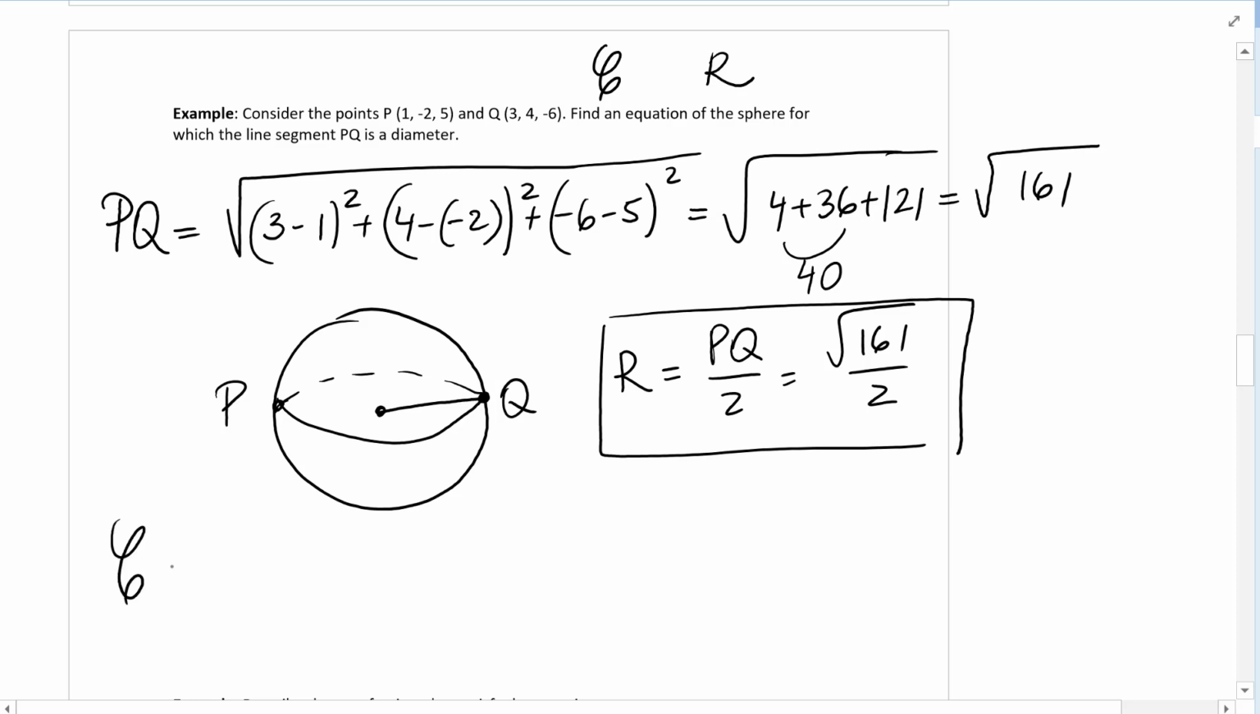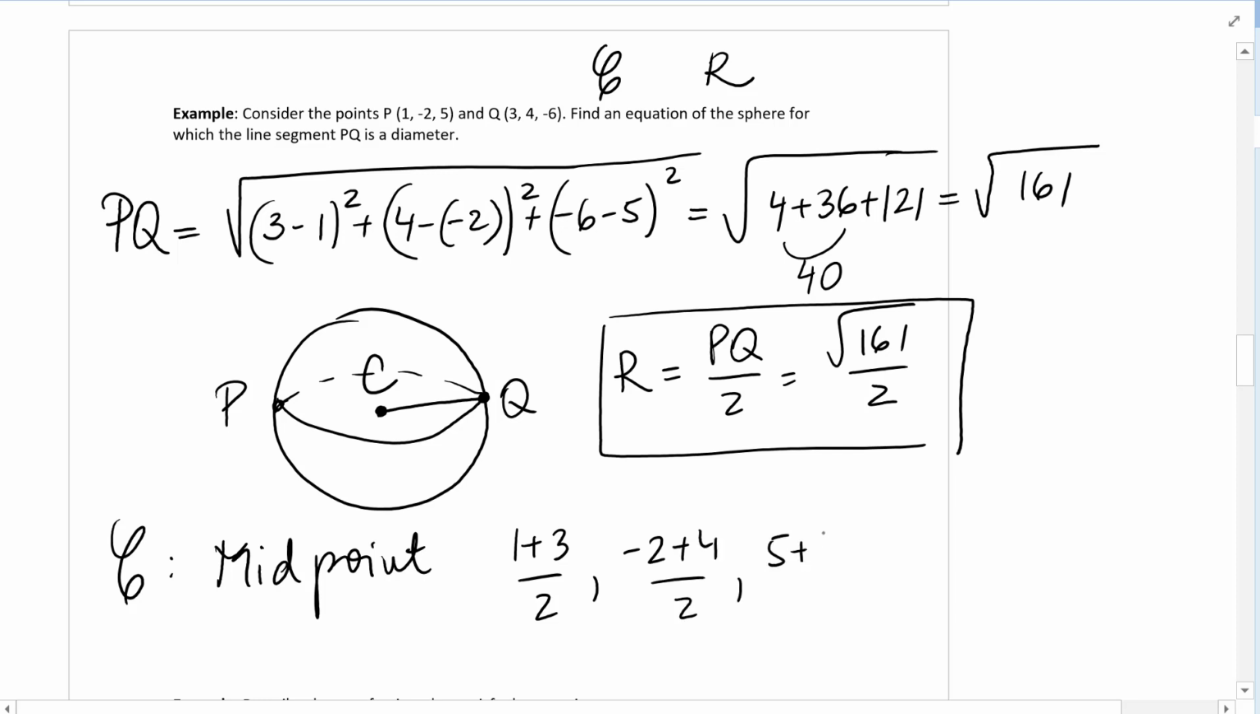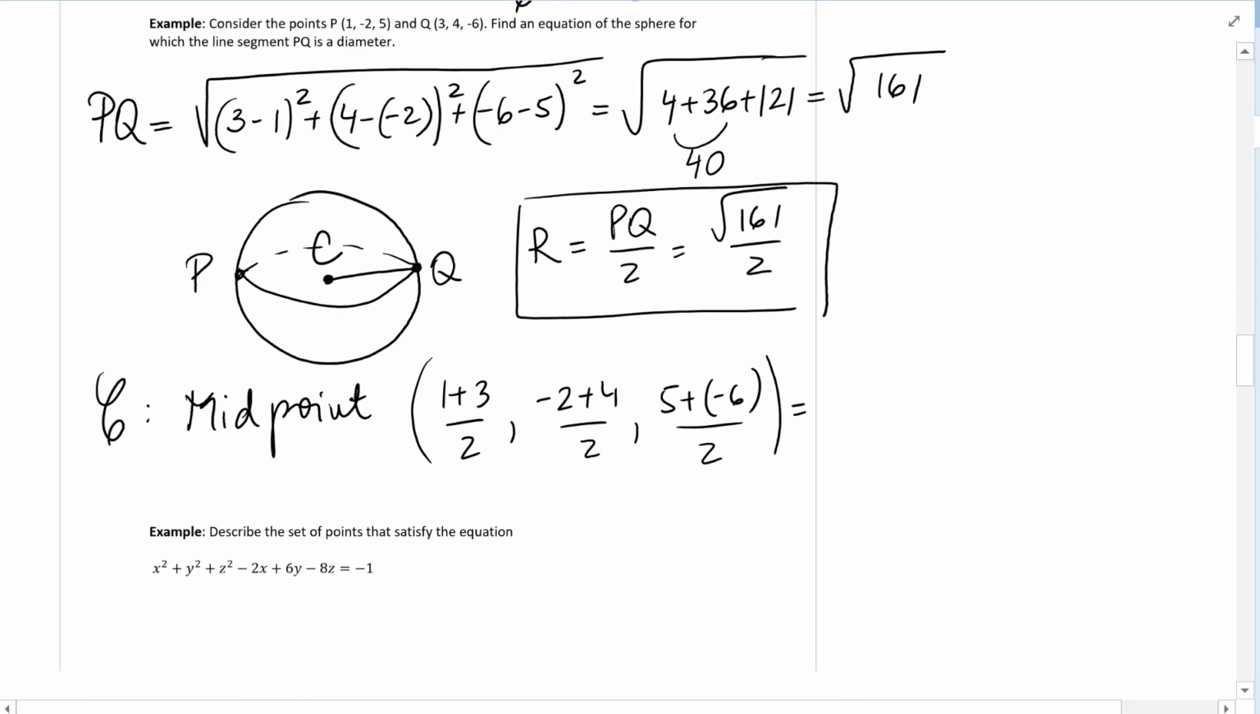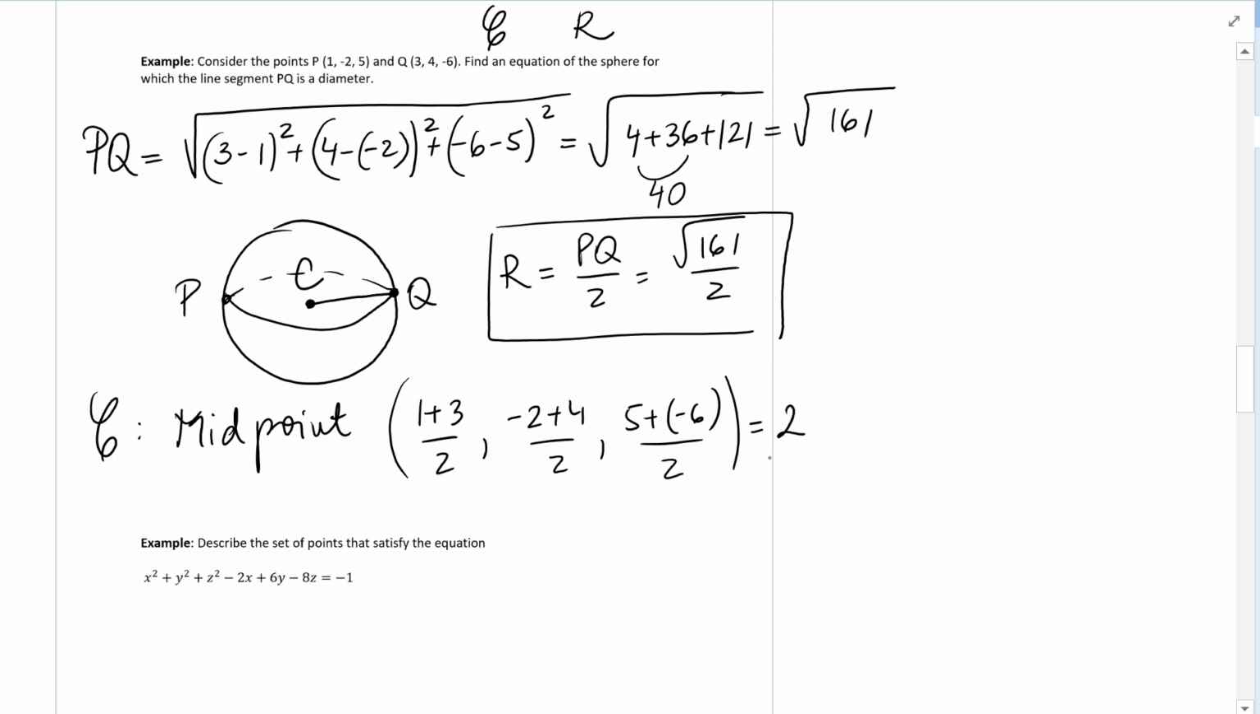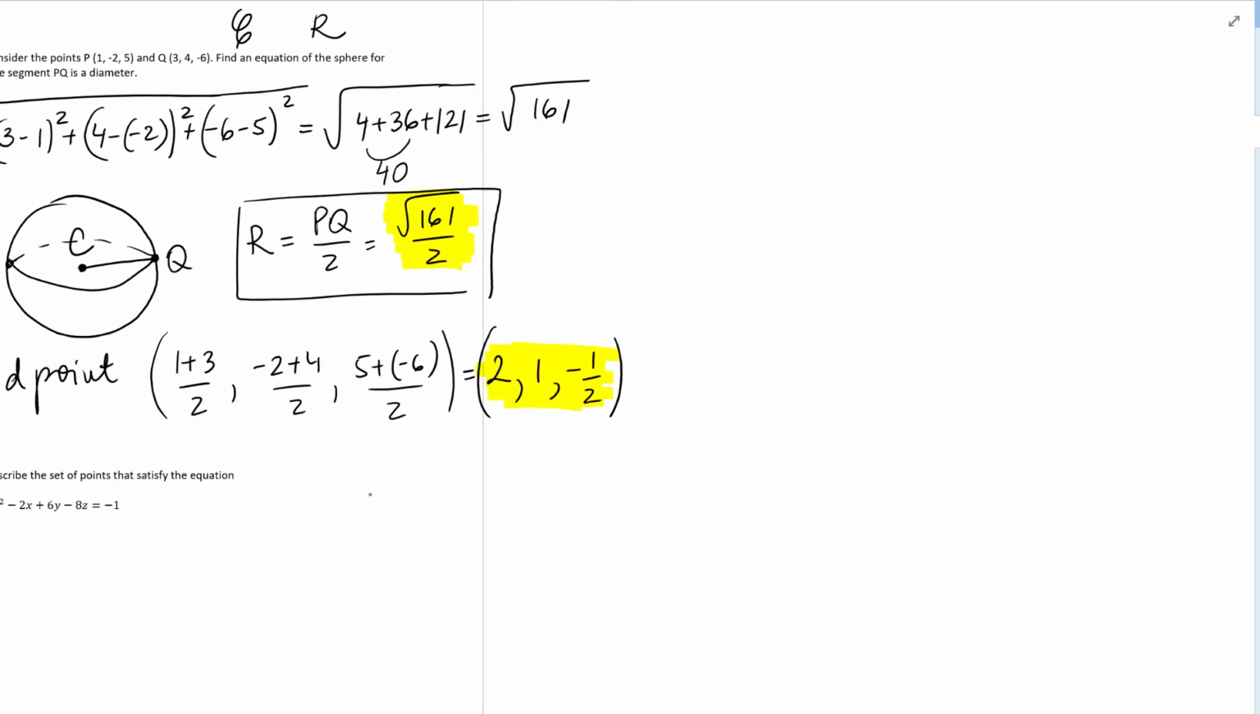So the center is given by the midpoint between P and Q. This is the center. So now we are using the midpoint formula. So it's (1 plus 3) over 2, (negative 2 plus 4) over 2, and (5 plus negative 5) over 2. So basically in this problem we are using all the formulas that we talked about. So we get (2, 1, negative 1/2). So having the radius and having the center, we can find out the equation of the sphere.